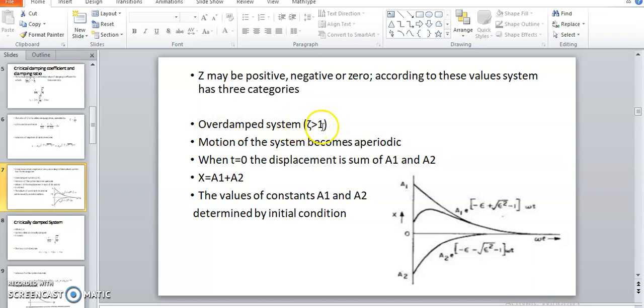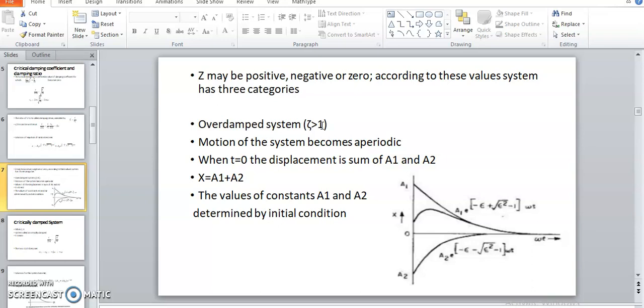When zeta is greater than 1, we consider the roots of that equation, which we just derived as u1 and u2. In this over-damped case, the roots are real and unequal. So u1, u2 are real and unequal. This is nothing but the over-damped system case.